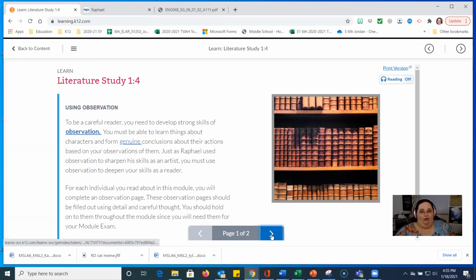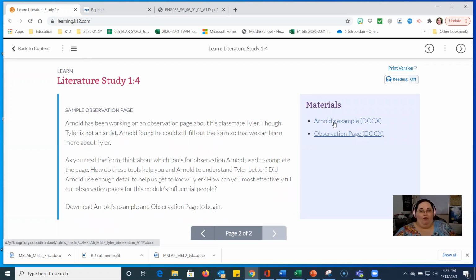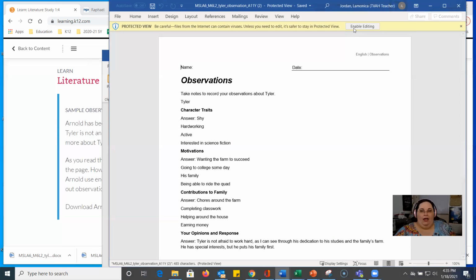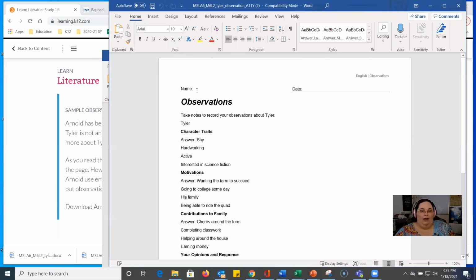So there we go, page 2. All right, we have Arnold's example. So what we will do for Arnold, go ahead and download that doc. It's going to download here at the bottom, and you're going to need to open it. And so that you can type on it, click Enable Editing. And go ahead and put your name and the date that you're working on it.